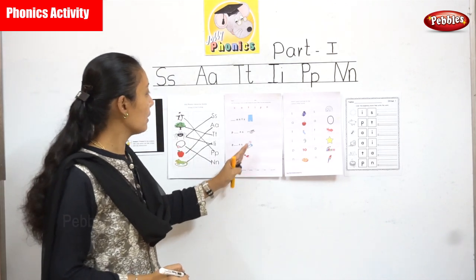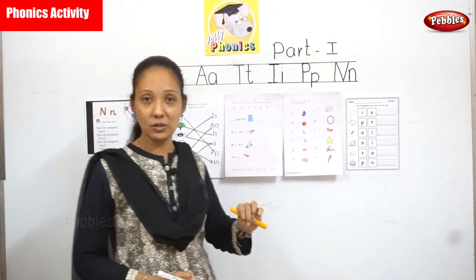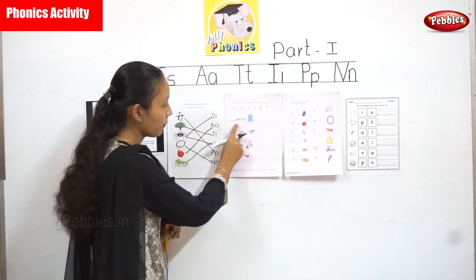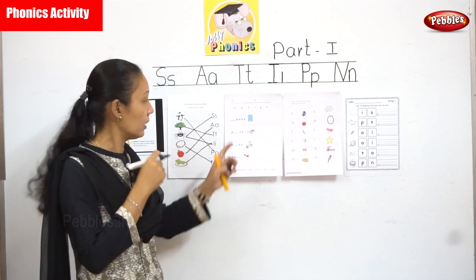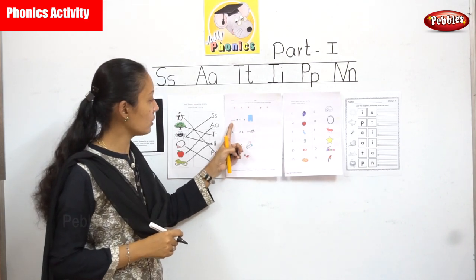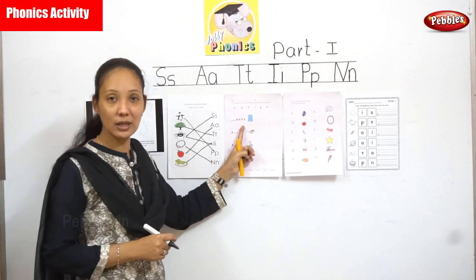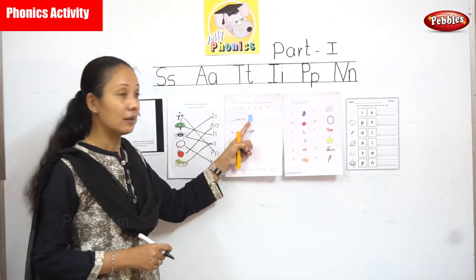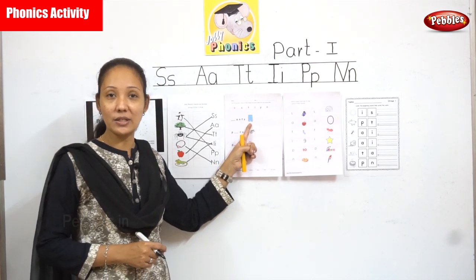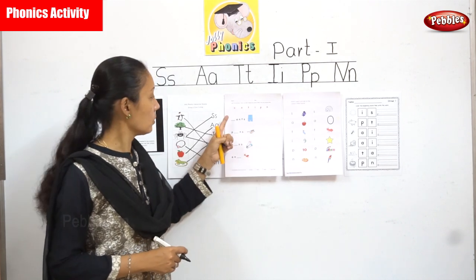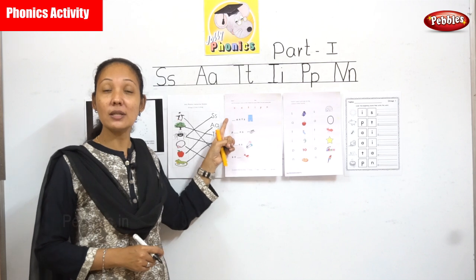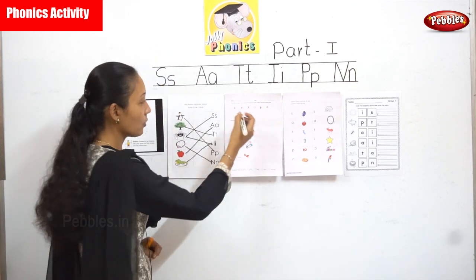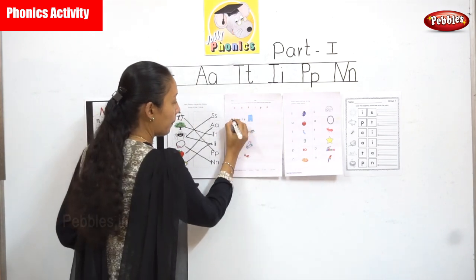Now next one, you have another activity to be done here. See children, with the help of your picture, you can know what is the word. Now what is this picture? You have a dash and you have your alphabets A and T, S. Now what is the picture over here that you can see? Yes, it is a pant. So what is the alphabet, the sound that you need to write here? It's pants. Right, you need to write P.